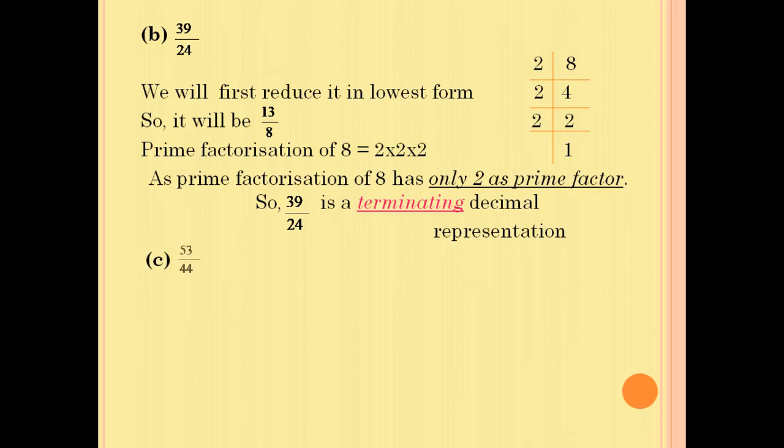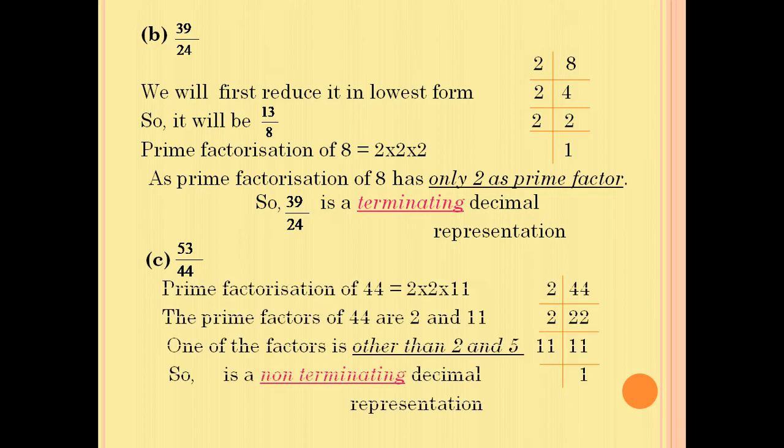In the next part, my question is 53 upon 44. It is already in reduced form. It cannot be simplified further. So I will directly find out the prime factors of 44. On finding the prime factors of 44, I get 2 into 2 into 11. Now you can see I am having 2 but not 5, and 11 is extra in these prime factors. If it would be only 2 into 2, then it would be terminating, but I am having 11 also, so it is a non-terminating decimal representation.